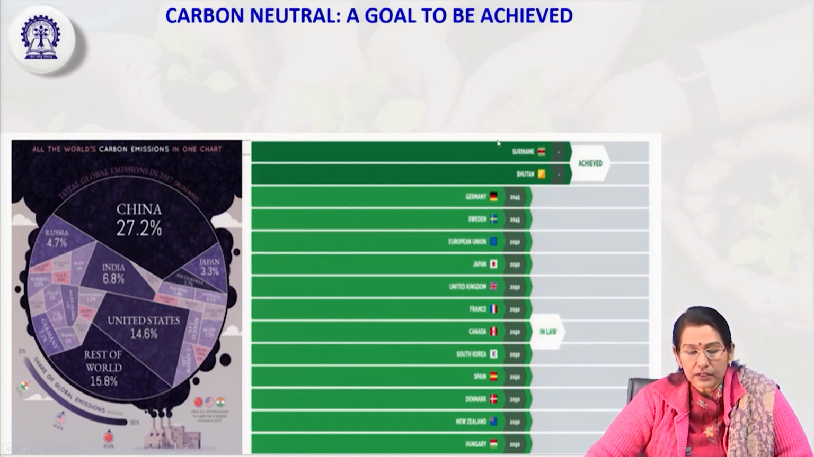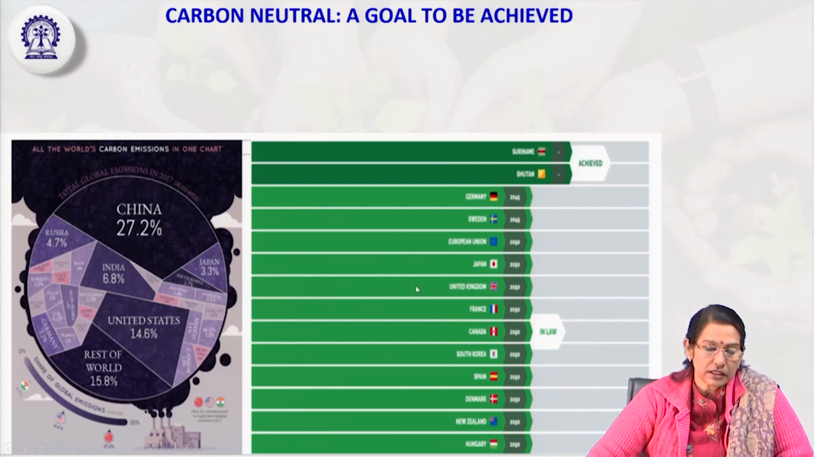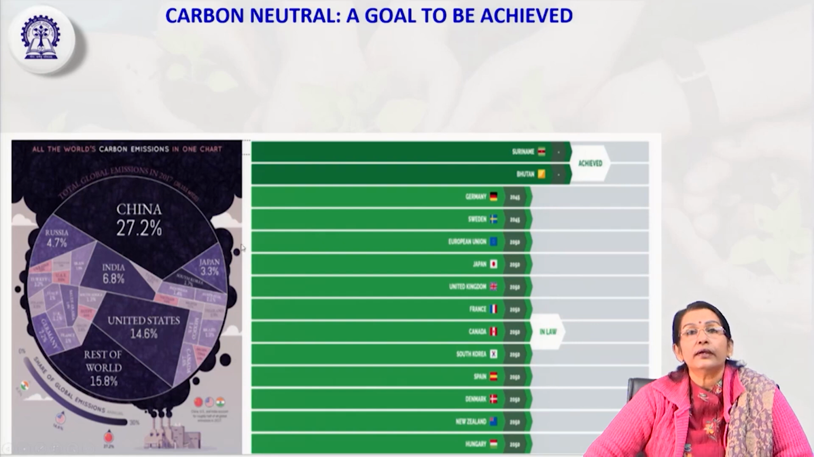As per the graph, we can say that Bhutan and Suriname have already achieved their SDG goals, the sustainable and clean energy goals. Below that are Germany, Sweden, the European Union, Japan, to some extent the United Kingdom, and France, which have also been successful in achieving to some extent. Next are Canada, South Korea, Spain, Denmark, and New Zealand, which are also in the panel in sequence. Where we are, countries like China, Bangladesh, Pakistan, and India are nowhere in this list, because we have a long way to go in this effort of creating renewable and sustainable energy.